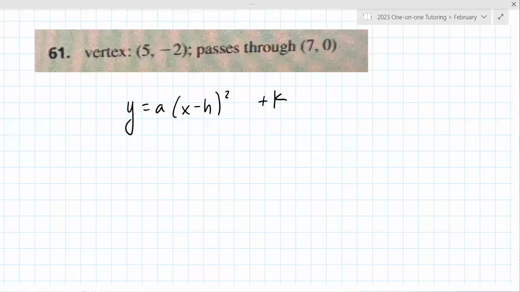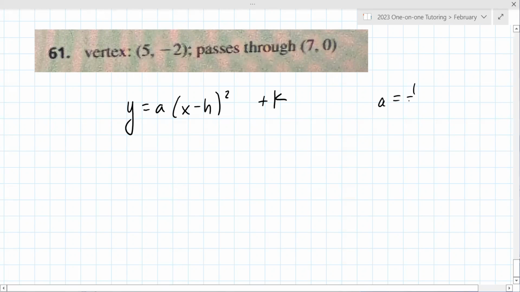y equals a(x minus 5) squared minus 2. Then 0 equals a(7 minus 5) squared minus 2. Then 2 equals a times 2 squared. So then 2 equals 4a. a equals 1/2. So I got a equals 1/2. All right, let me work it out here.